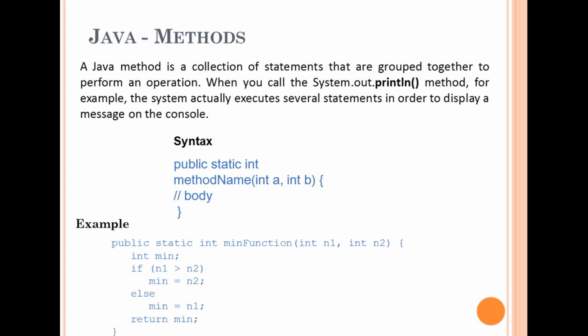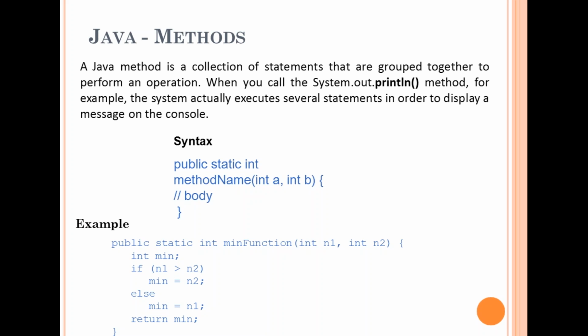A Java method is a collection of statements that are grouped together to perform an operation. When you call the System.out.println method, for example, the system actually executes several statements in order to display a message on the console. Now you will learn how to create your own methods with or without return values, invoke a method with or without parameters, and apply method abstraction in the program design.